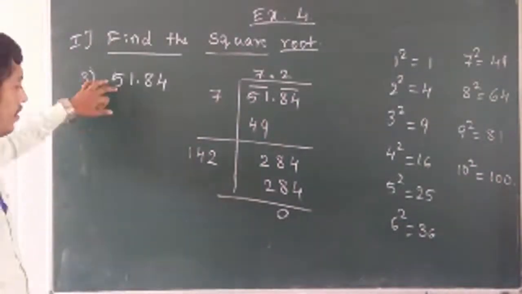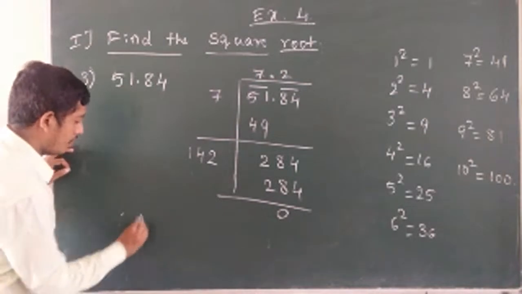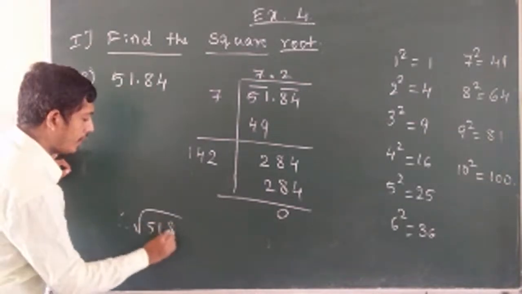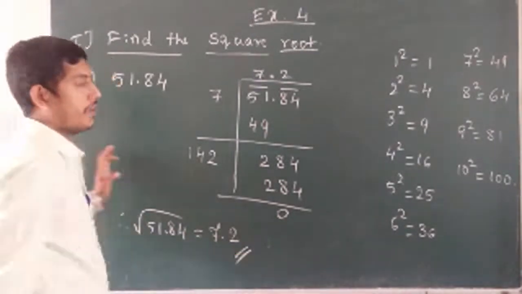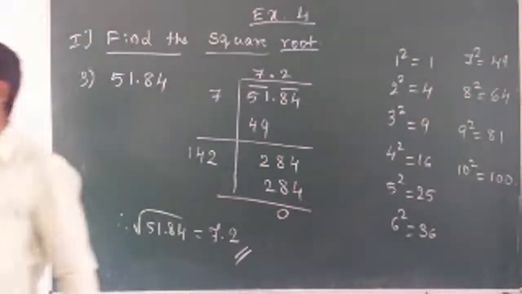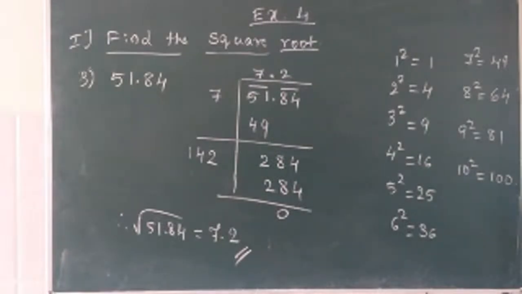So therefore, square root of 51.84 is how much? 7.2. Just look at the steps. 7.2 is the answer.